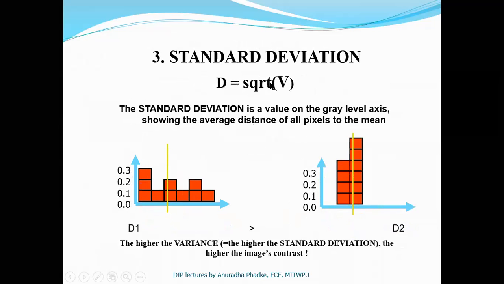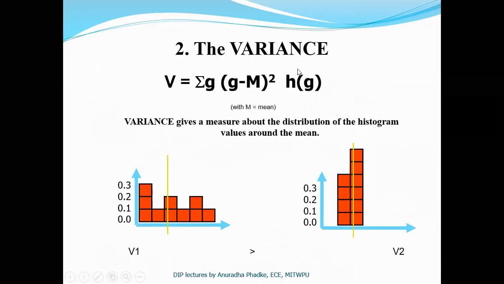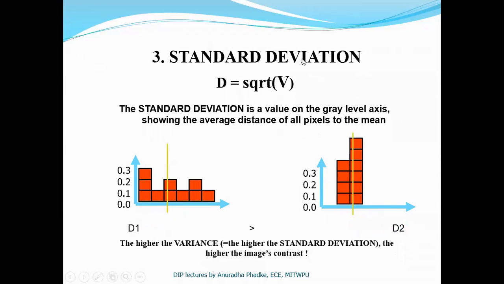And the square root of variance gives us the standard deviation. So the standard deviation is a value on the gray level axis showing the average distance of all pixels to the mean. For standard deviation, the unit is the same as your pixel value or mean. Variance is in square format, so its unit is different, it is unit squared. To get the original unit, we can take the square root of variance, that is nothing but the standard deviation.